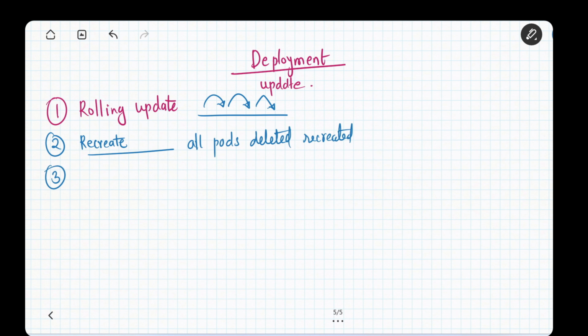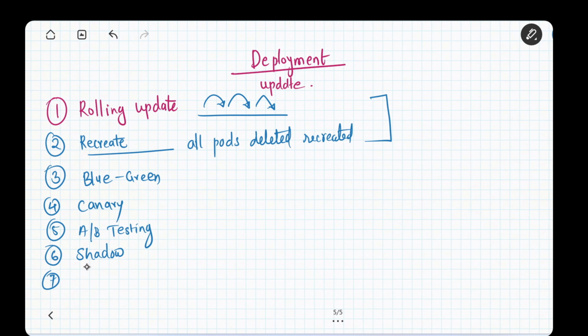And basically in Kubernetes, we will see these two properties. There are many more, like blue-green deployment, canary, which you have heard of, A/B testing, shadow, and feature flag. But for the Kubernetes aspect, we stick to rolling update and recreate. So what happens in the rolling update? In rolling update there are two terms, max unavailable and max surge.